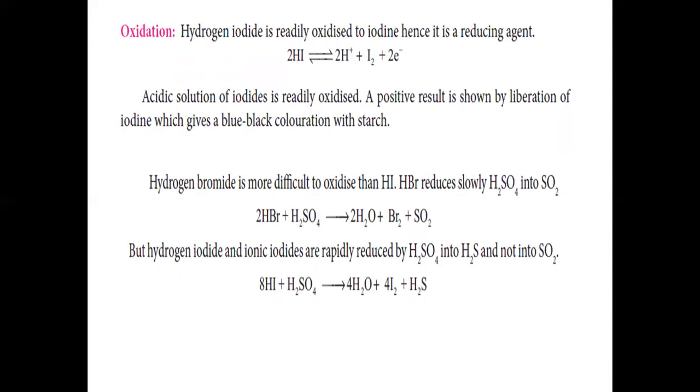HBr reacts with sulfuric acid and gives water, bromine, and sulfur dioxide. But hydrogen iodide and ionic iodides are readily oxidized by H2SO4 to give water, iodine, and H2S. The HI bond length is greater, so it is cleaved more easily than HBr.